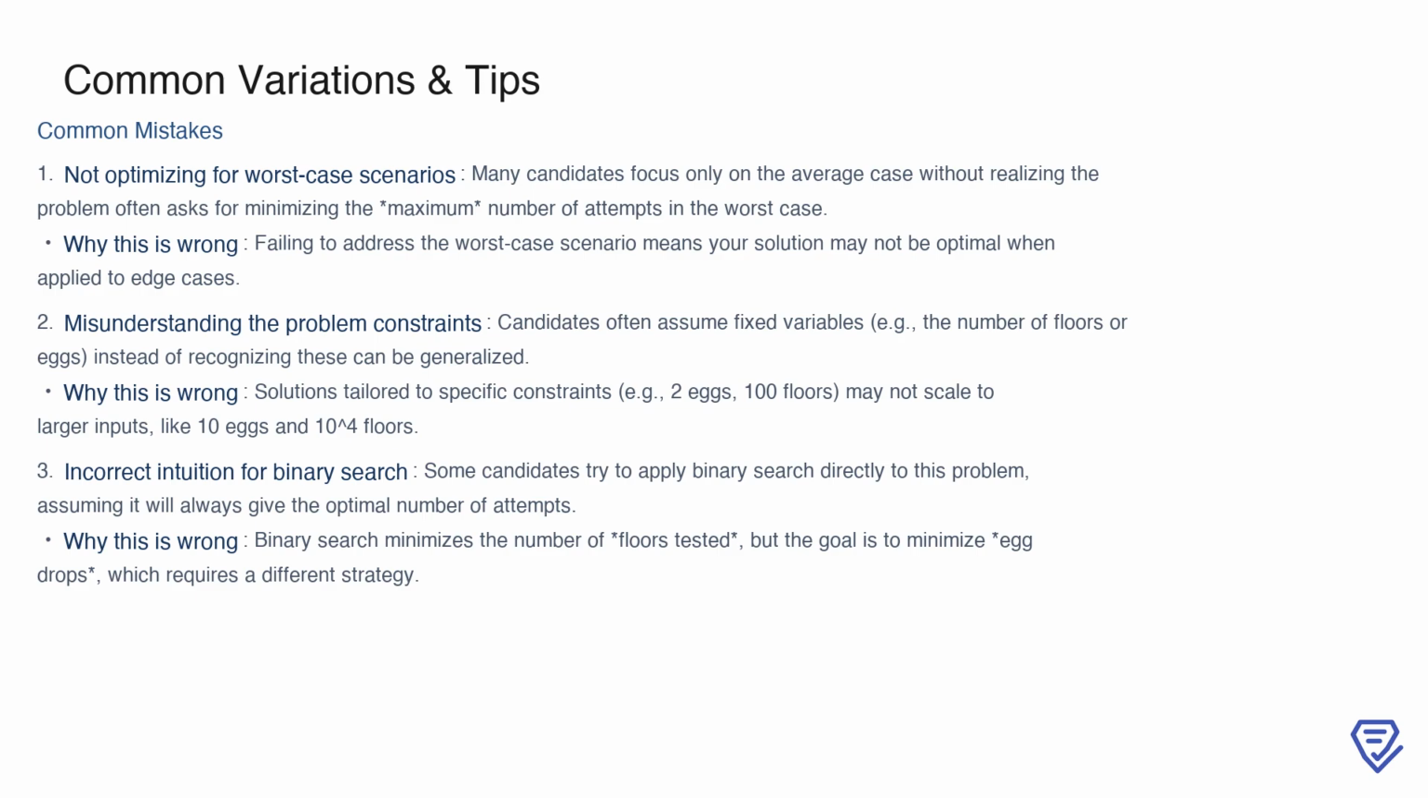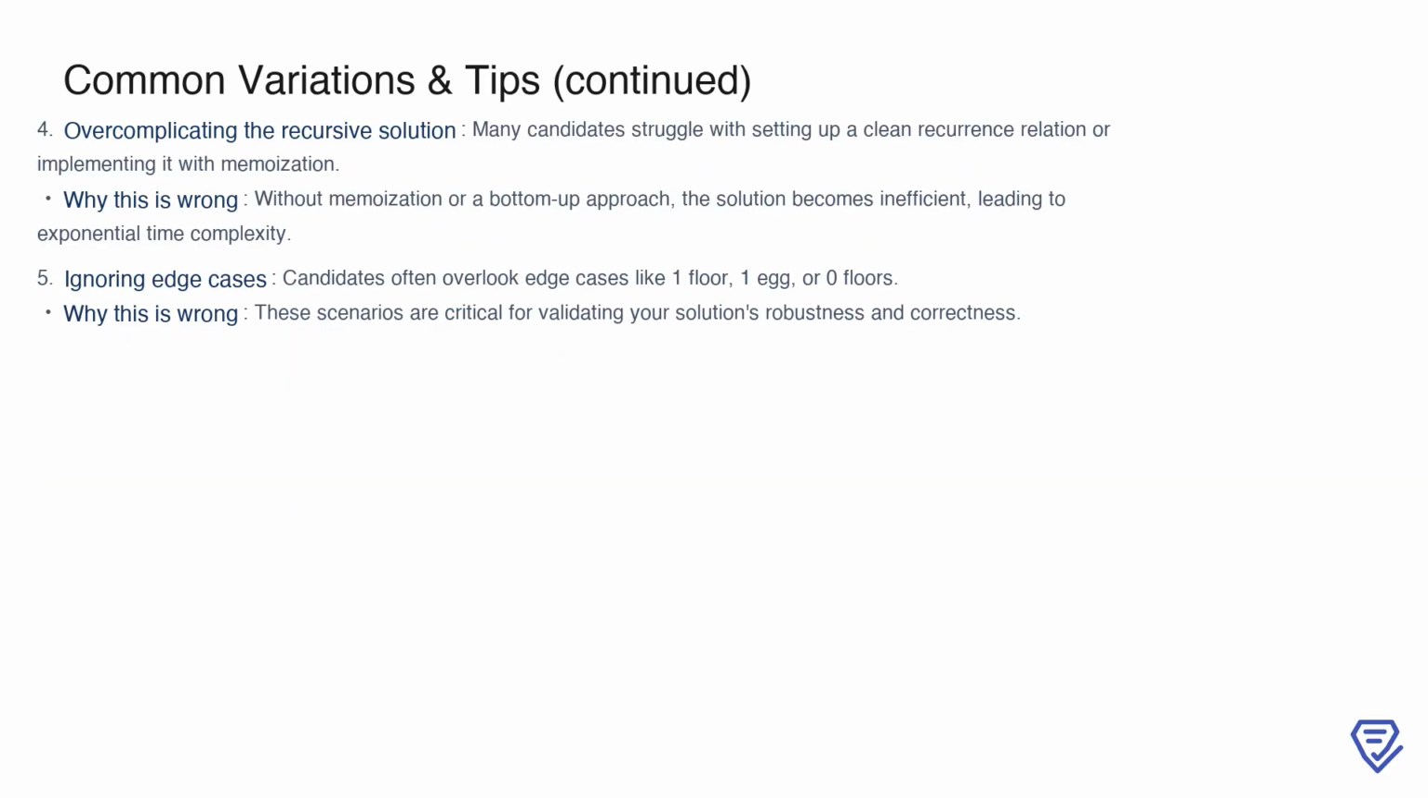While binary search minimizes the number of floors tested, the goal here is to minimize egg drops, which requires a more nuanced approach. Understanding these distinctions is crucial to crafting an optimal solution. Another frequent issue is overcomplicating the recursive solution. Many candidates struggle to set up a clean recurrence relation or forget to implement memoization. Without memoization or a bottom-up dynamic programming approach, the solution becomes inefficient, often resulting in exponential time complexity.